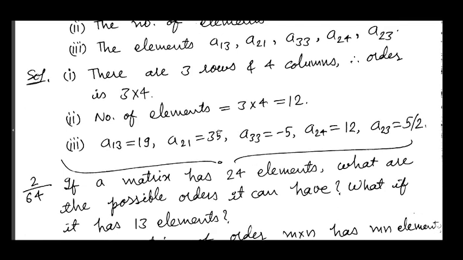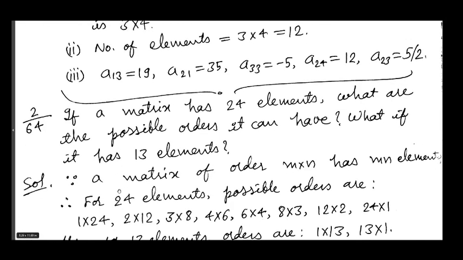Next, let us go to question number 2. If a matrix has 24 elements, what are the possible orders it can have? What if it has 13 elements? This type of questions are coming in CBSE board examination carrying 1 mark. So, let us understand it well.